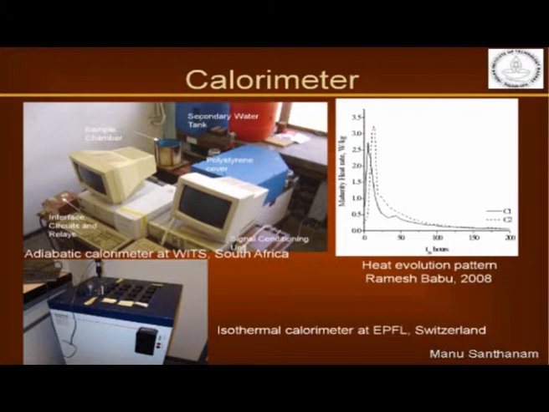Okay, so that's an adiabatic condition. In an isothermal calorimeter, what is done is you attempt to keep the temperature of the sample constant. Now how will you keep it constant if it's liberating heat? You will keep it constant by extracting the heat. So you extract this heat and then you look at how much heat is getting extracted with respect to time as the cement hydrates.